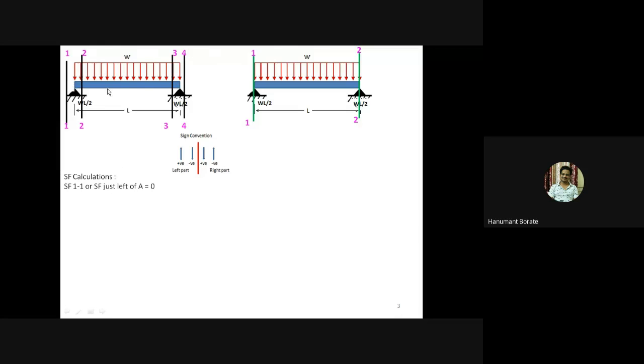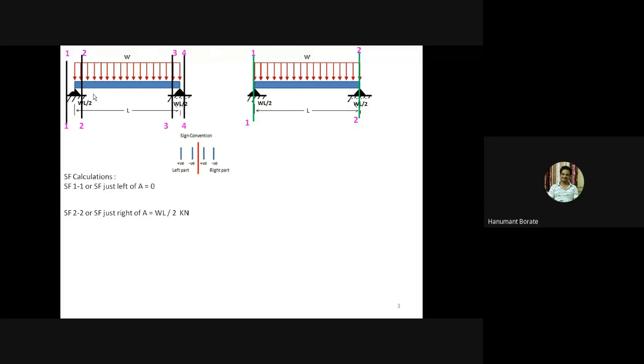If we do the calculation for the right part, then also we'll get the same answer, that is 0. Now we'll take section 2-2. Consider section 2-2. Now forget about section 1-1. This section 2-2, divide the beam into 2 parts, left part and a right part.